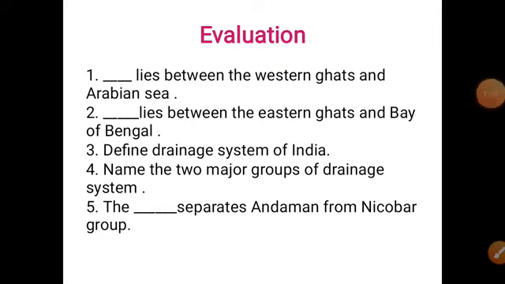Here few questions are given. Try to answer these questions, and don't forget to note them down in your notebook. The first question is, dash lies between the Western Ghats and Arabian Sea. Second question is, dash lies between the Eastern Ghats and Bay of Bengal. Third, define drainage system of India. Fourth, name the two major groups of drainage system. Next, dash separates Andaman from Nicobar group.